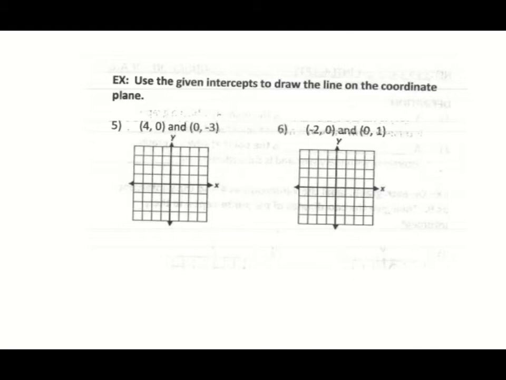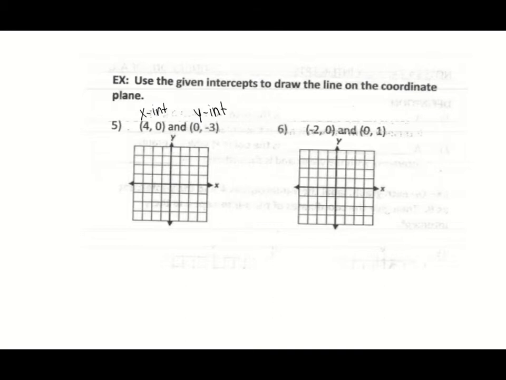Okay, in these last two examples, it says use the given intercepts to draw the line on the coordinate plane. So here, our point 4, 0, this is our x-intercept, and 0, -3, our x is 0, so that is our y-intercept. If we graph these points, we'll be able to draw our line, because you always need 2 points to draw a line. So if we have these 2 points, we can connect them and have our graph.